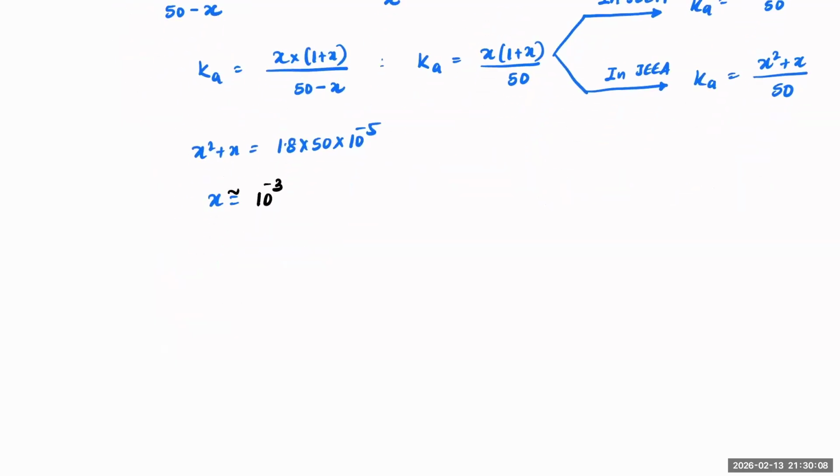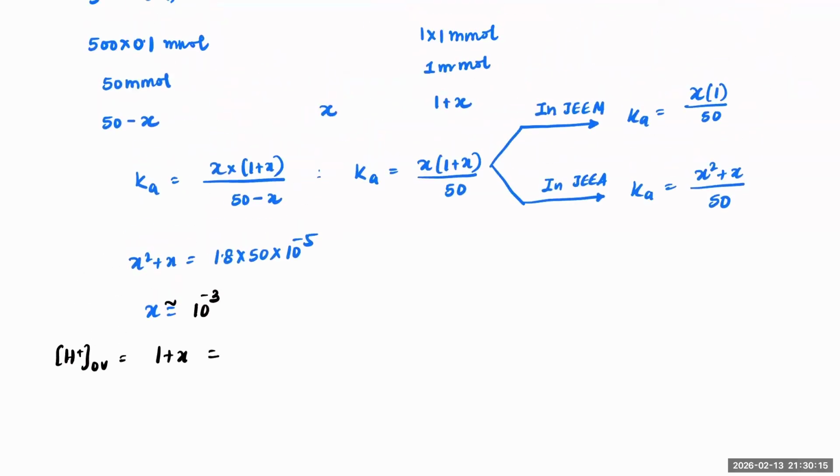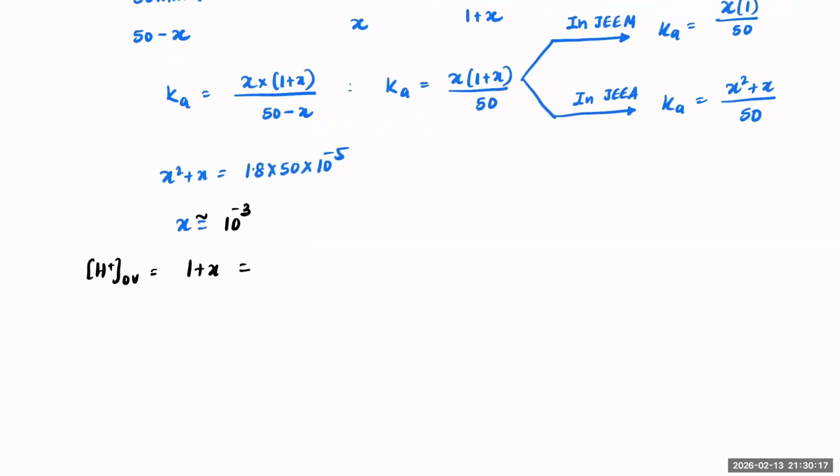So in that case, what is the H plus concentration overall? Overall will be equal to 1 plus x. Okay, 1 plus x is the overall amount. So that should be equal to 1 plus 10 raised to power of minus 3 millimoles. Sorry, this is moles, okay, not concentration.